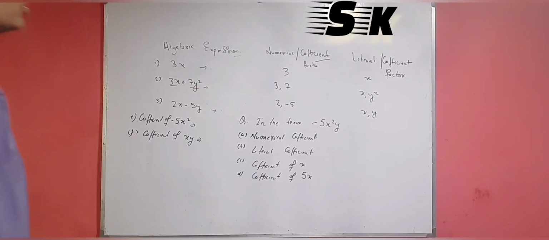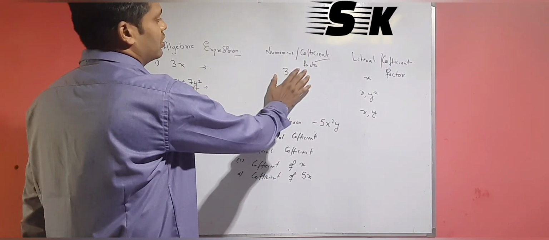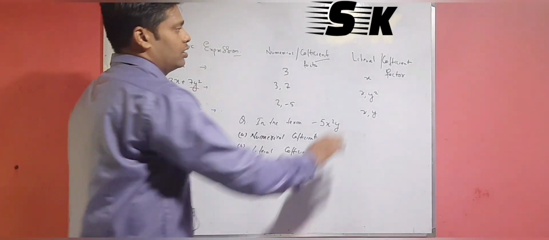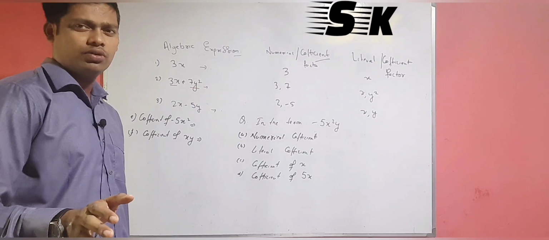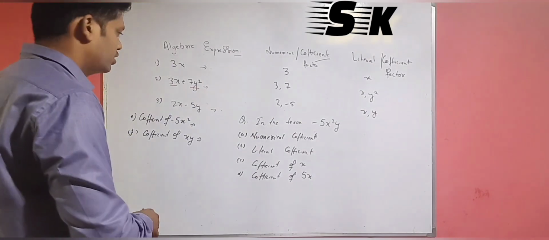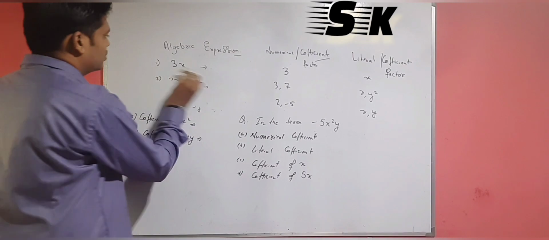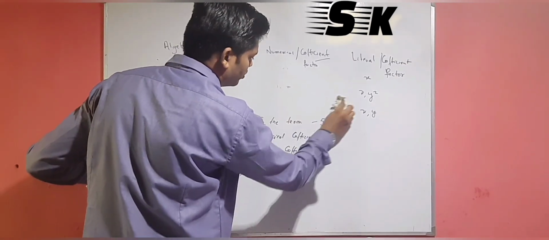So this numerical coefficient is also termed as numerical factor. Literal coefficient you can write as literal factor. Both are similar. If they are changing the name, it doesn't matter. Both are the same. So let's do a question. Let me erase this so that the question will be clearly visible to you.